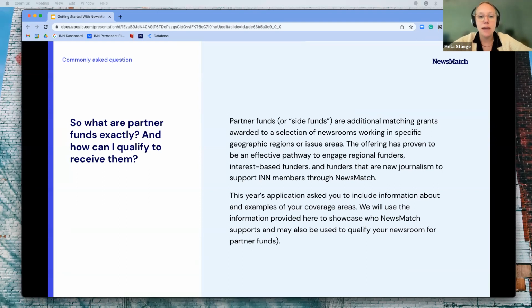You may have noticed on your application that you were asked to elaborate on some of your coverage areas. Gathering this information is helping us target the specific partner funds determined by INN research around industry needs and priorities. All participating organizations, regardless of size, may be eligible for partner funds, and we'll be releasing more information about that throughout the course of the summer and early fall so that you can plan accordingly when it comes to your campaign period.